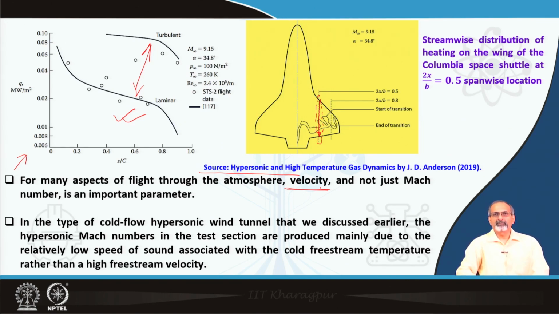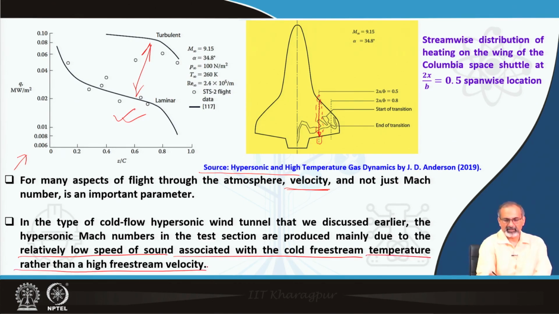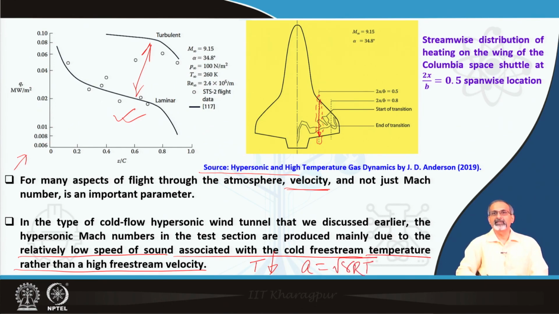In the type of cold flow hypersonic wind tunnel that we discussed earlier, the hypersonic Mach numbers in the test section are produced mainly due to the relatively low speed of sound associated with the cold free stream temperature rather than a high free stream velocity. So, the point that we are trying to make is that with the expansion of the flow to hypersonic conditions, the temperature usually drops quite significantly, and the sonic speed, being root of gamma R T, will correspondingly see significant drops, and based on that even high Mach numbers may not necessarily mean high velocities.